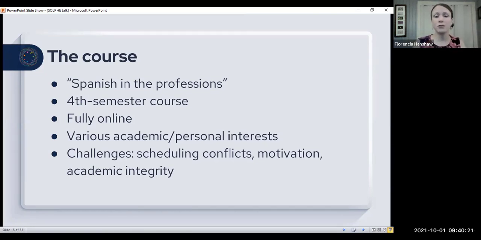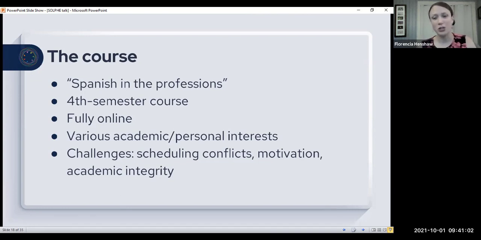So some students may have personal or academic interests that are not covered in the course. And for some of them, yes, it might be relevant to their future profession. Some of the challenges that we needed to take into account were, first, scheduling conflicts. We had to make the course as flexible as possible. So the course appears in the schedule as hours arranged. There aren't fixed meetings for the course. So it had to be primarily an asynchronous course.